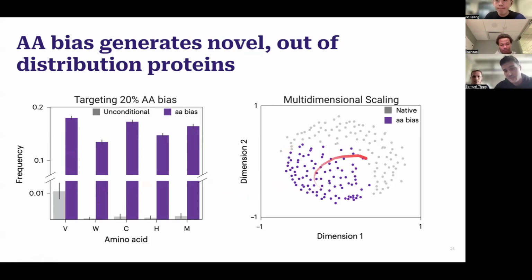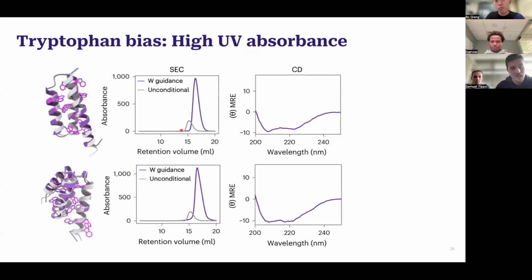And when we look at designs generated using this process, this amino acid bias, we can see that they are quite different from native proteins. So it's not just sampling the few examples that it's seen during training. And this is just a multidimensional scaling plot of native versus proteins generated with this bias. So the first set of proteins that we took to the lab were these tryptophan biased proteins, which look pretty crazy with these giant bulky aromatic residues kind of packed inside and a couple of them sticking to the outside.